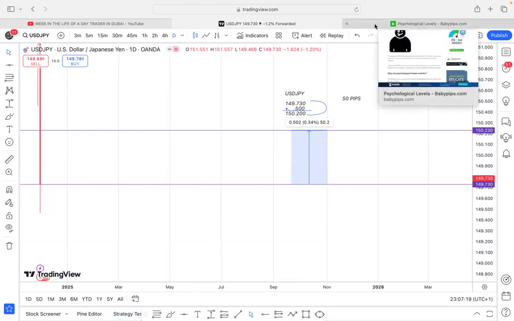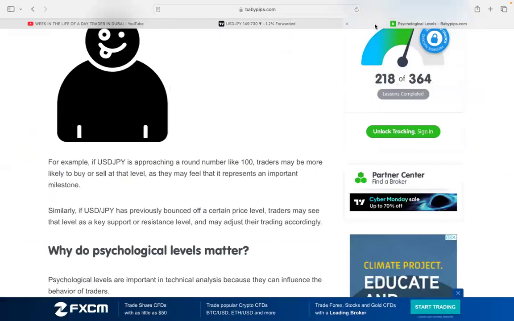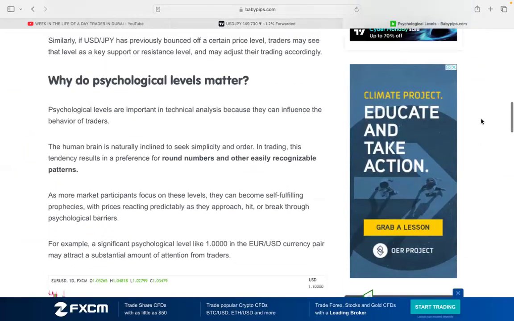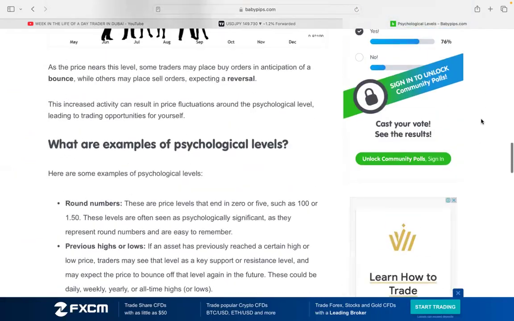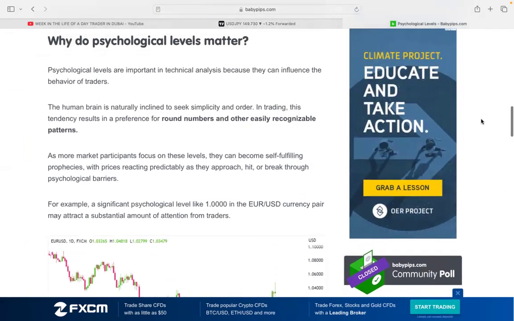But that's not how to do it. That's how to be certain that these levels are psychological levels. You feel me? So let's take it again. Why do psychological levels matter? Psychological levels are important in technicals because they can influence the behavior of traders.